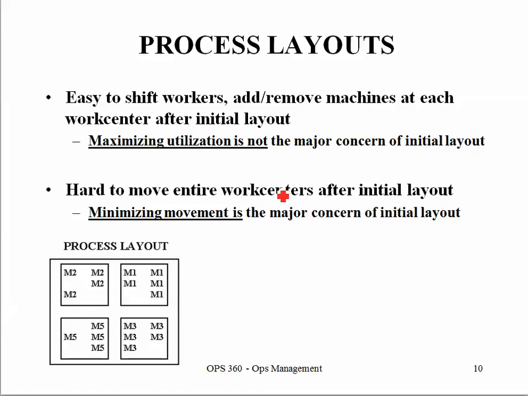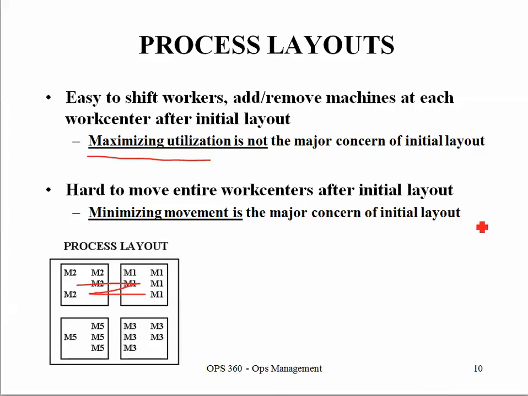So for example, in the process layout, we grouped the machines and people by processes. It's relatively easy, if you've got cross-trained workers, to move people back and forth between the work centers as your demand for work in different work centers changes over time. So we can relatively easily adjust the capacity of each work center. We can also add and remove machines after our initial layout. So maximizing utilization of the machines and workers is not going to be our primary concern during the initial layout.